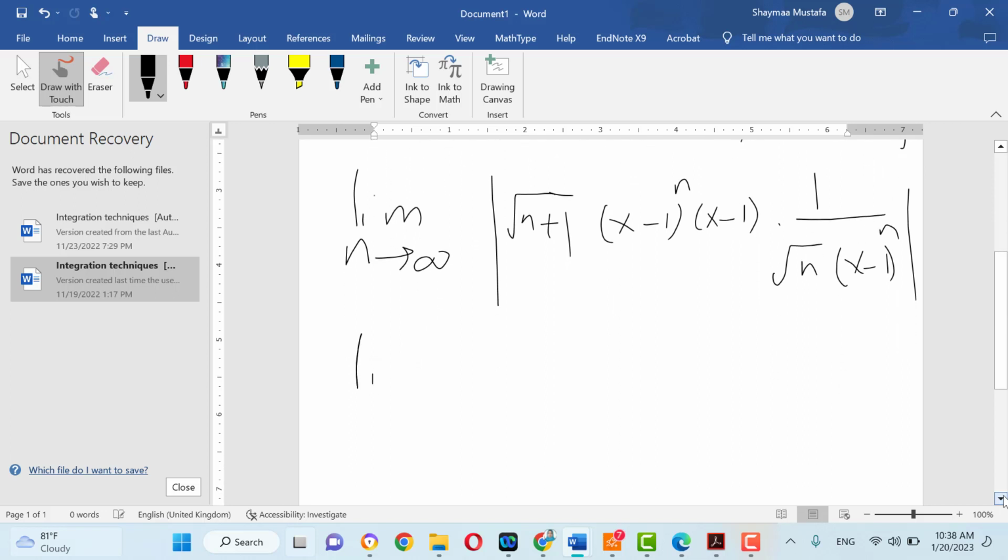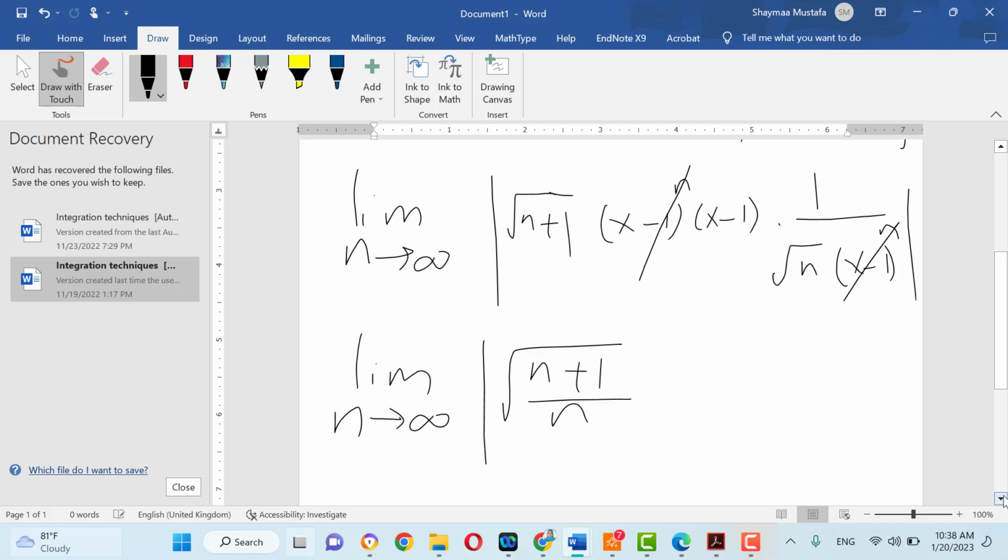So the limit when n goes to infinity of the square root of n plus 1 over n. Now (x minus 1) to the power n will be cancelled with (x minus 1) to the power n. So we have only x minus 1.